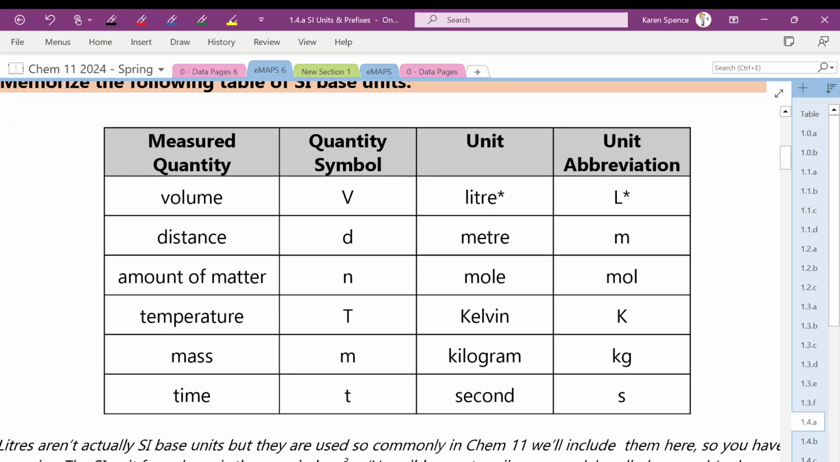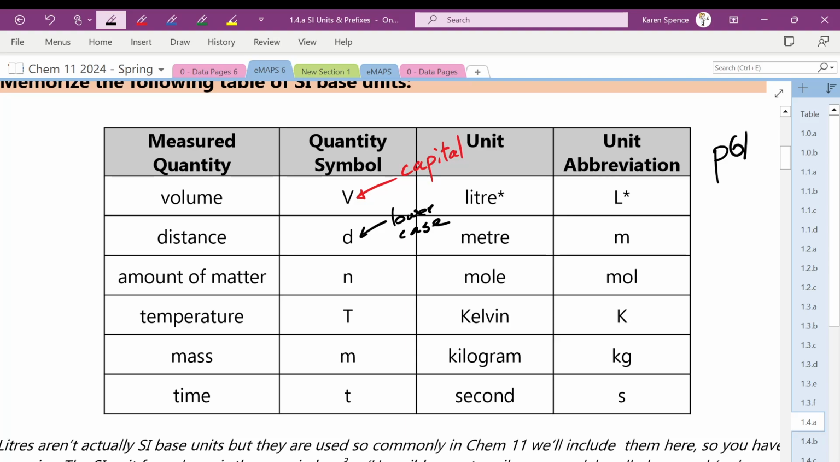Okay, so we have volume, and the symbol for volume is capital V. That is a capital V, not a lowercase v, a capital V. Does anyone know what a lowercase v stands for in science? Velocity. That's why volume is a capital V. Page 61. Distance is a lowercase d, lowercase.